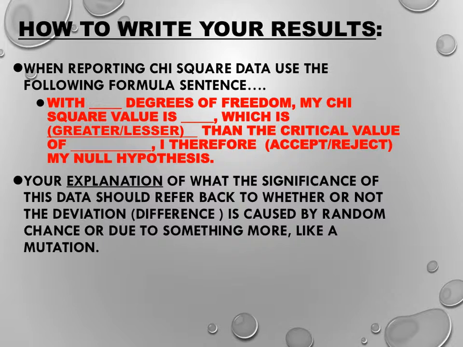Then at some point you would also want to explain the significance of the data. So that's where you would go back to whether or not the deviation or the difference seen is caused by random chance or something else like a mutation or linkage or whatever.